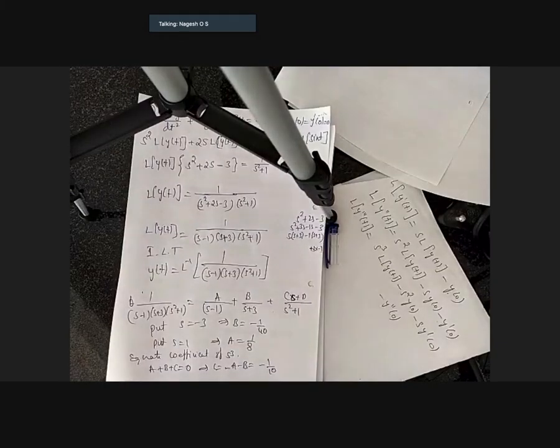This time I am giving the idea, you should solve this because this is partial fraction now. Just try to solve. If you have any doubt, you can ask me later.